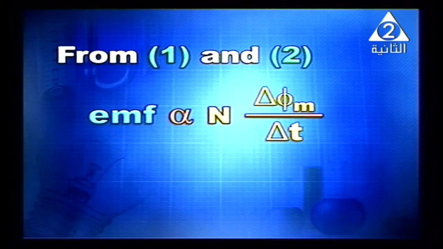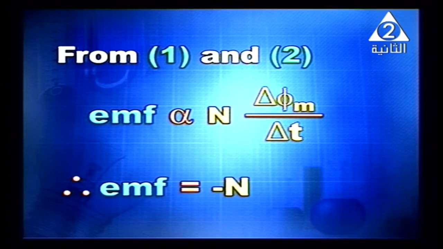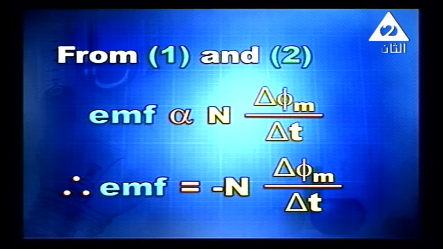The proportionality sign is replaced by equality, so we expect a constant. The constant is equal to 1. So EMF equals negative N delta phi magnetic over delta T. You can observe something here, a negative sign. What does this negative sign indicate?